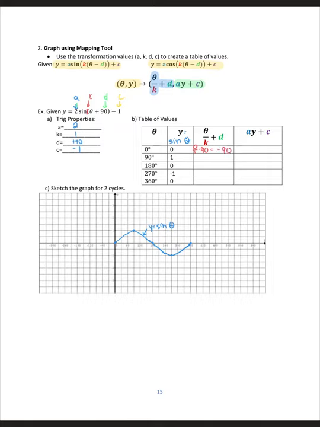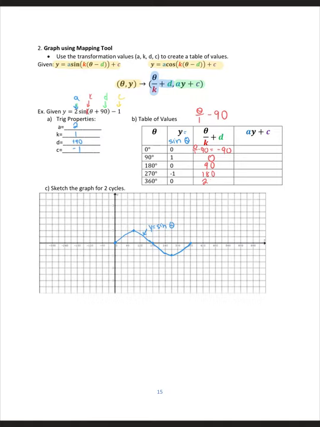So let's just write our general rule up here. For this whole table of values, we're going to do theta divided by 1 minus 90. Okay, so we'll move to the next one. 90 divided by 1 is 90, minus 90 is 0. 180 divided by 1 is 180, minus 90 is 90, and so on.